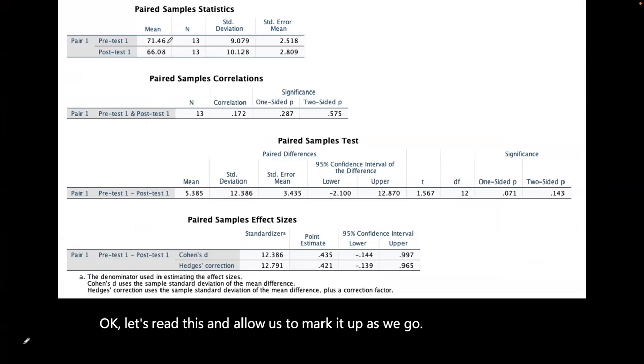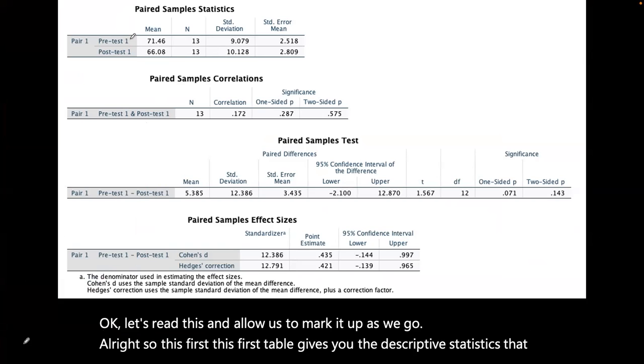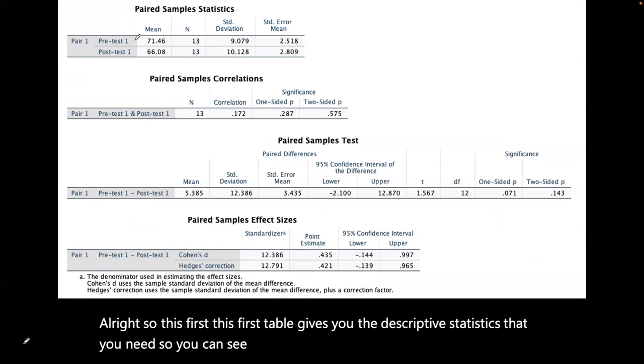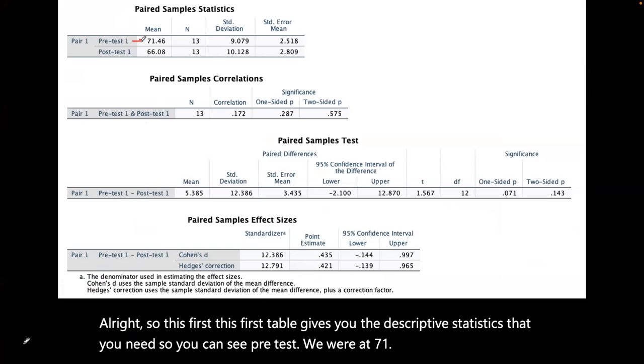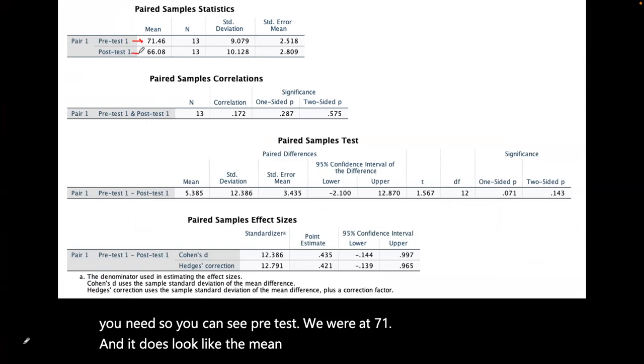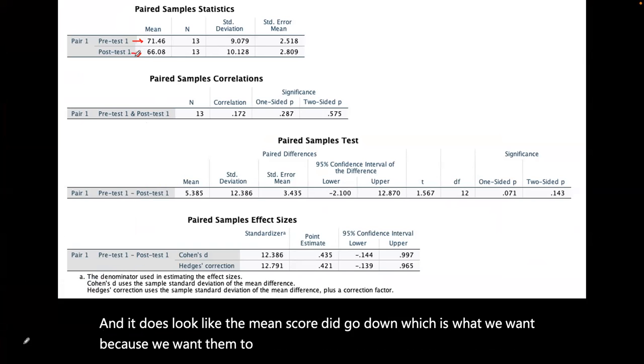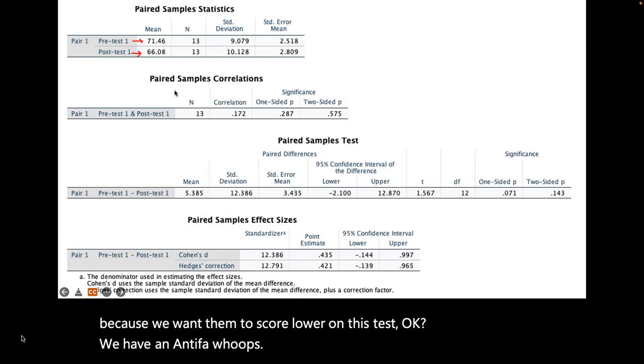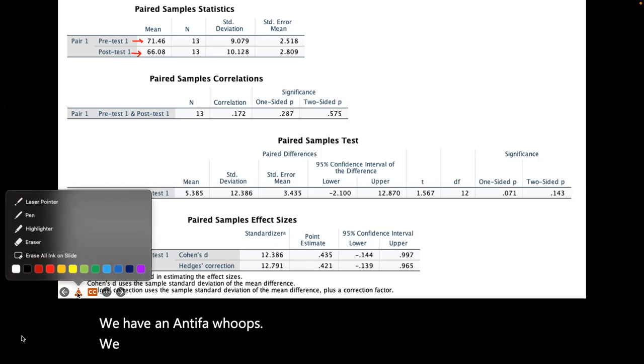All right, this first table gives you the descriptive statistics that you need. You can see pre-test we were at 71, and it does look like the mean score did go down, which is what we want, because we want them to score lower on this test. We have an N of 13 for both.